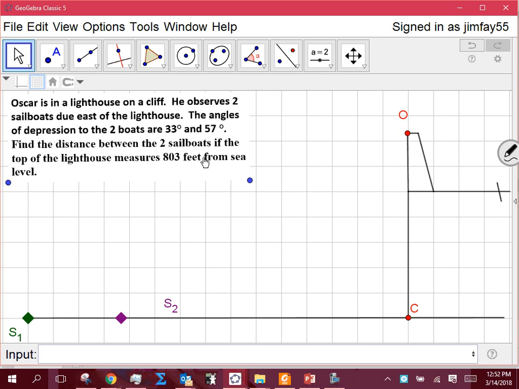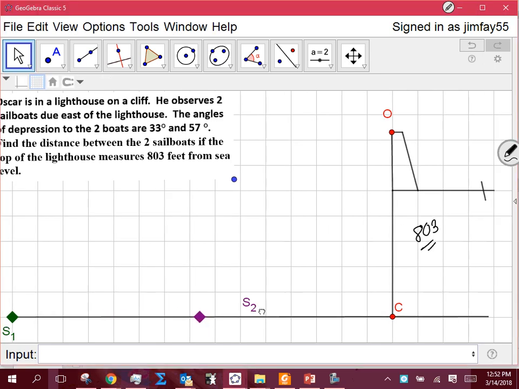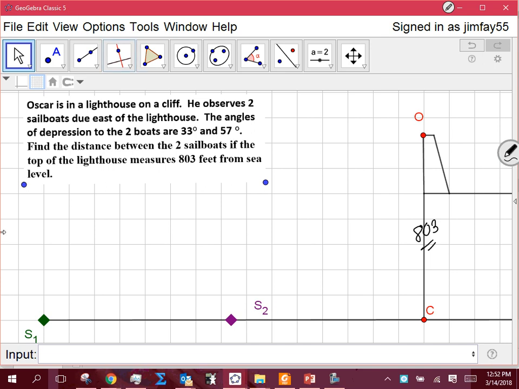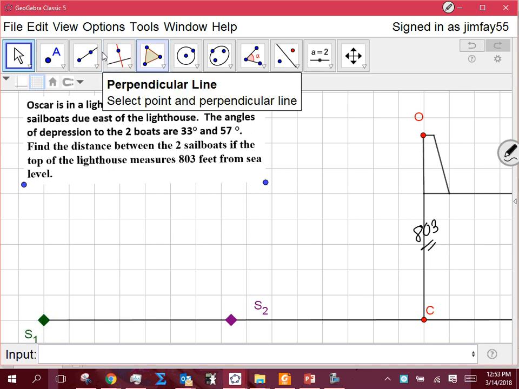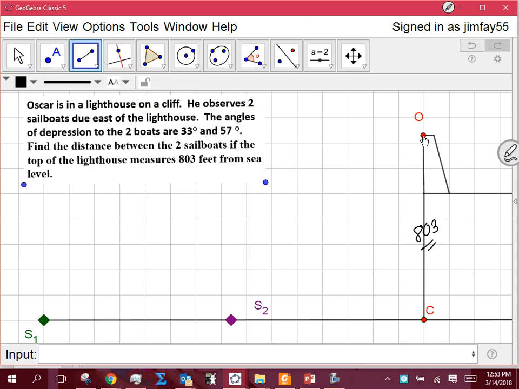So just some things I know. I know that this O to C distance here is 803. Okay, so we know that. And we've got two sailboats. Okay, sailboat 1 and sailboat 2. And they're both due east, so they're both over here to the left. If I think about being Oscar, put myself in his position, is that a line of sight to sailboat 1?